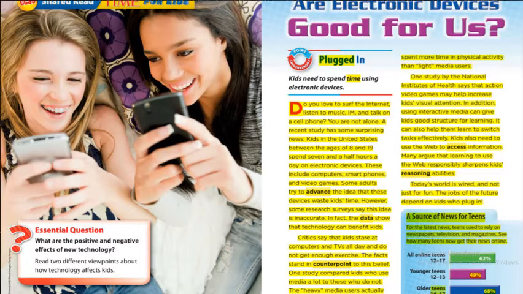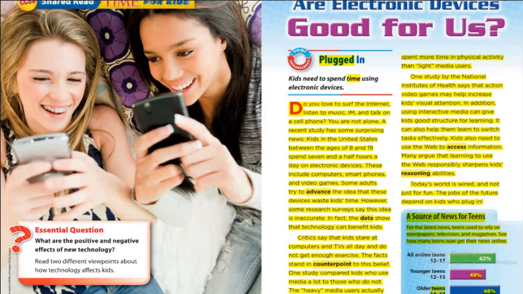Okay, time to read the text now and try to get the exact theme of this lesson. Are electronic devices good for us? Plugged in. Kids need to spend time using electronic devices. Do you love to surf the internet, listen to music, and talk on a cell phone? You are not alone. A recent study has some surprising news. Kids in the United States between the ages of 8 and 19 spend 7.5 hours a day on electronic devices. These include computers, smartphones, and video games.